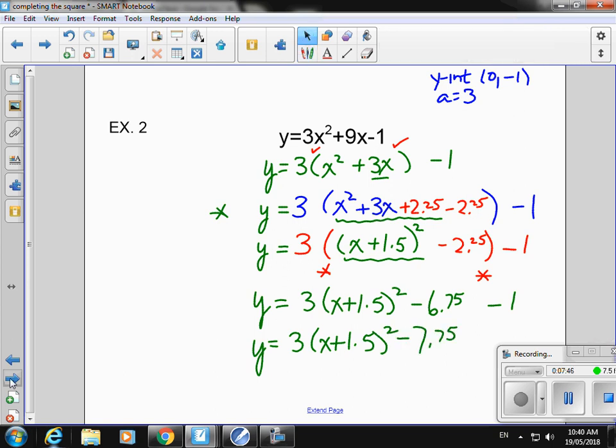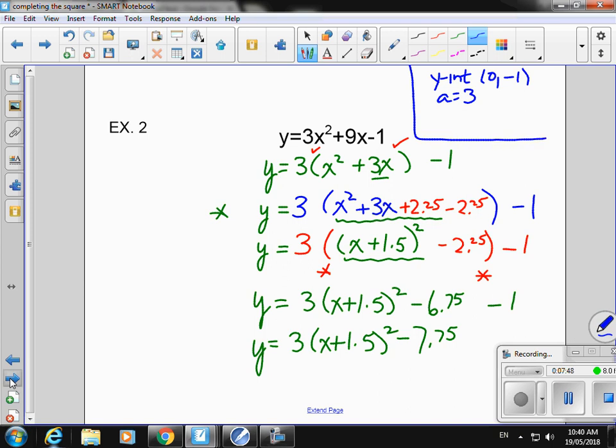So I know all the other stuff now. I know that the vertex is negative, so to the left 1.5, -7.75. I know the axis of symmetry is x equals -1.5, and the minimum value is -7.75.